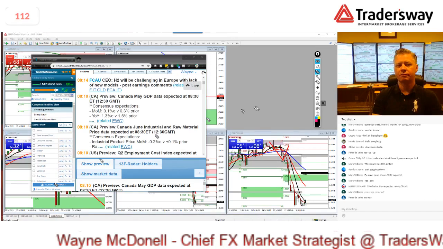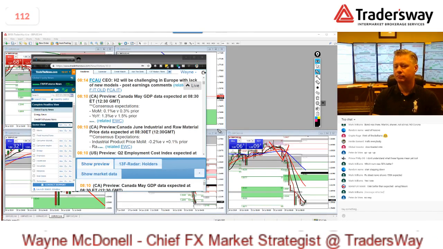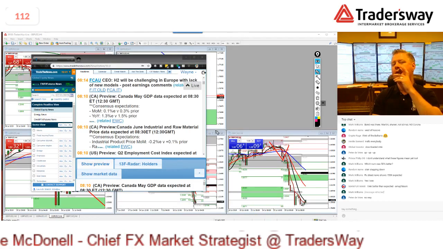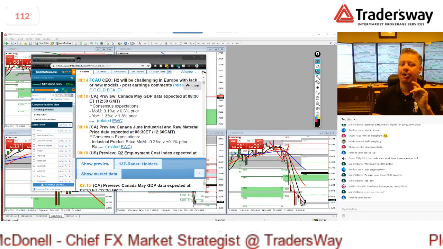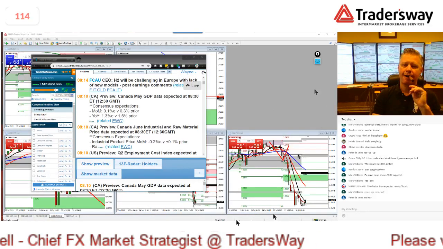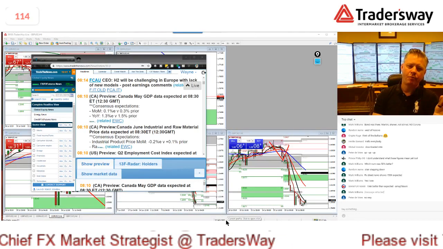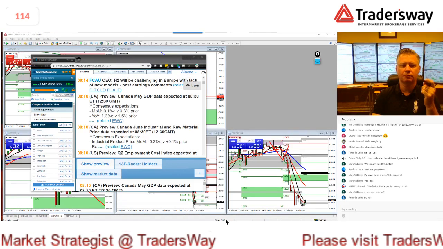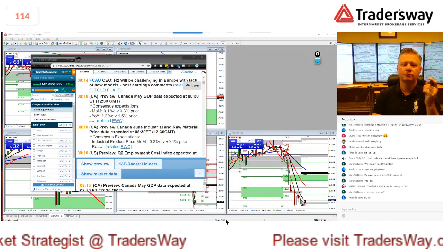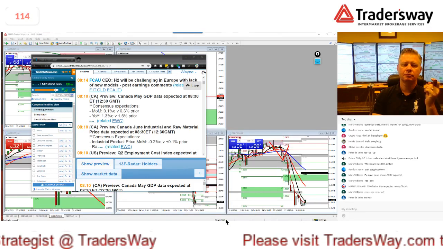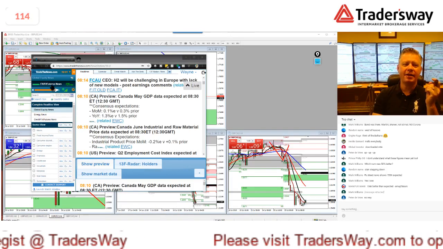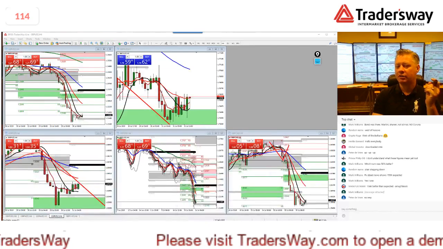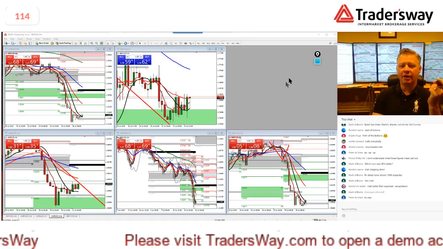We'll see some North American data. Out of the U.S., we've got the second quarter employment cost index expected to hold steady at 0.7%. We've seen over 2 years or 28 quarters of gains in this index. Again, it should hold steady at 0.7%. We'll see some Canadian data as well. GDP, the monthly GDP. Doing some Canada GDP.